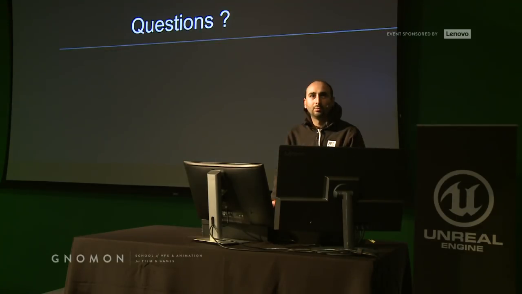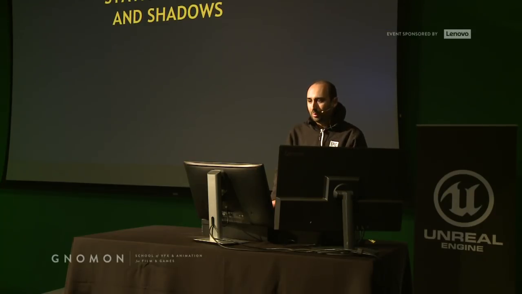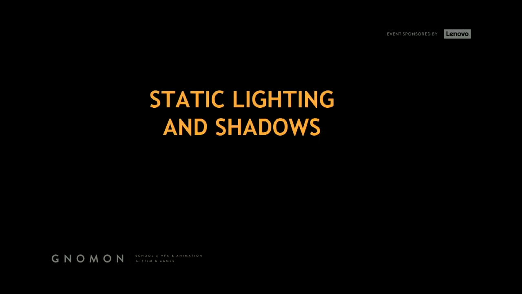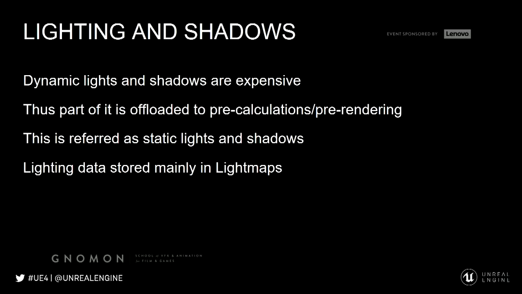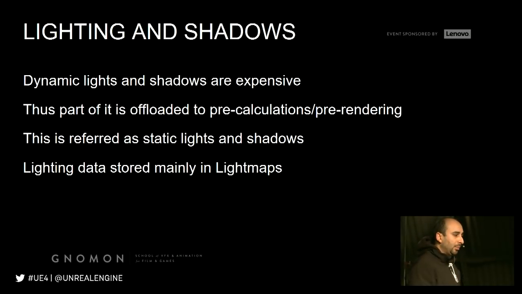Okay. Now we are going to talk about the other approach for doing lighting and shadows, which is static lighting and shadows. Why do we need this other approach? Because obviously we saw that dynamic lights, and mainly shadows, are very expensive. As we mentioned earlier, it's very common to offload or pre-calculate some of the expensive things in advance and only use the results in real time.